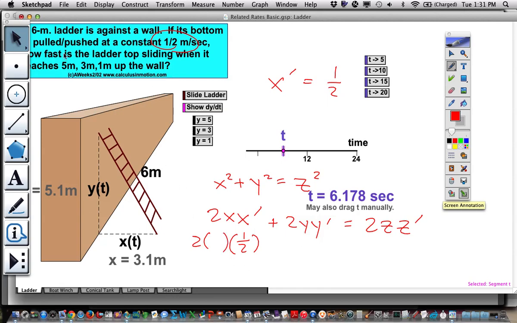All right. How fast is the top of the ladder sliding? So what are they looking for? They're looking for y prime. When it is 5, let's just do 5 meters up the wall. So when y is 5. Okay, so that means I'm going to put a 5 in for y. I'm trying to find y prime. So I don't know what that is. What is x then?